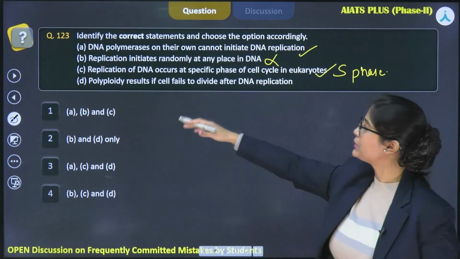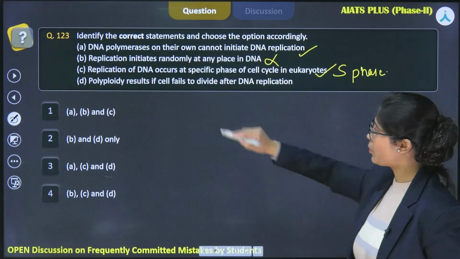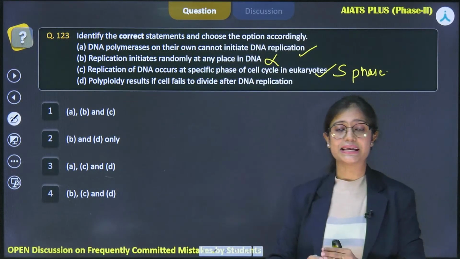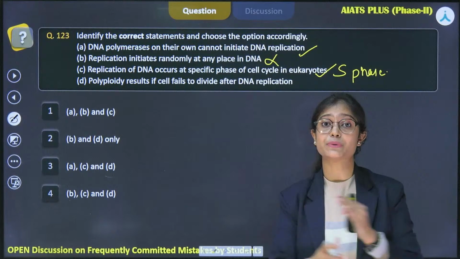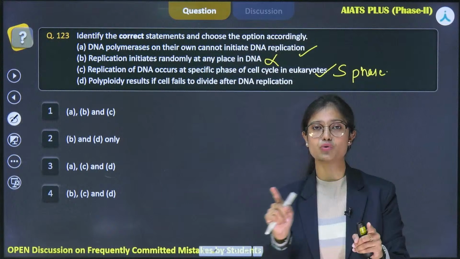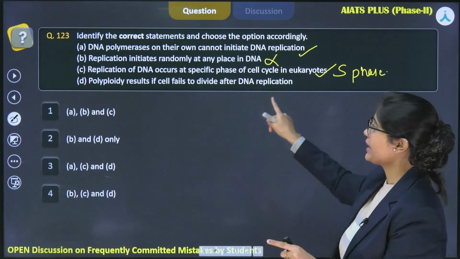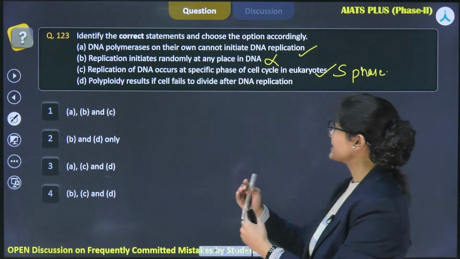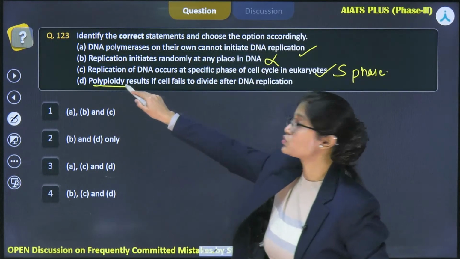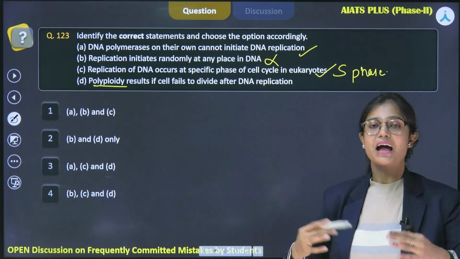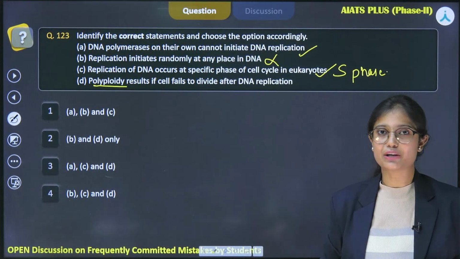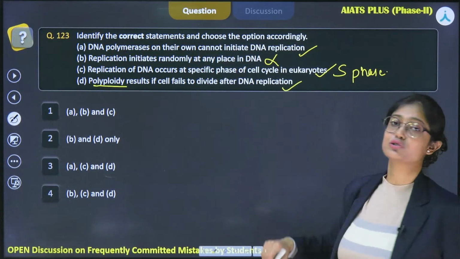Next one is polyploidy results if cell fails to divide after DNA replication. Now, once DNA replication has happened, that means DNA content has been doubled. You must have seen the cell cycle: G1, S, G2 and then M. So after DNA replication, the cell must divide, unless it will lead to the condition known as polyploidy. That means the amount of DNA got doubled but the cell doesn't divide, right? So this statement is also true.